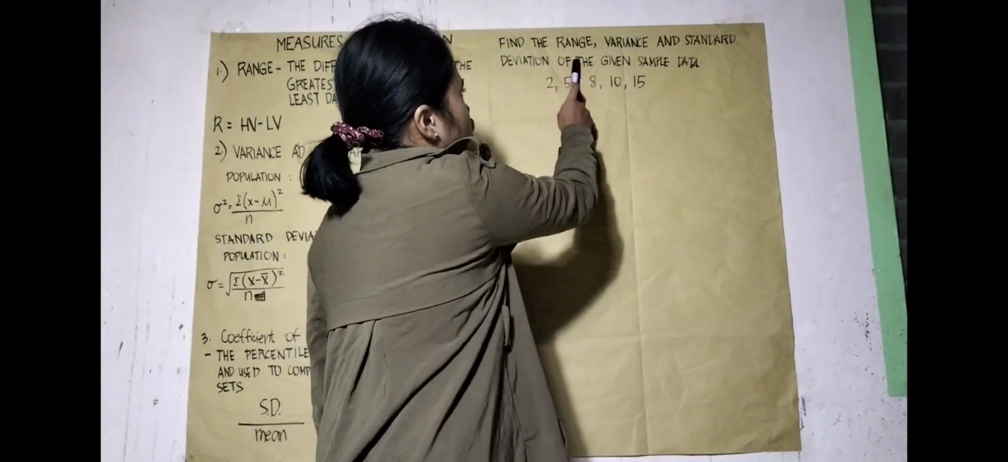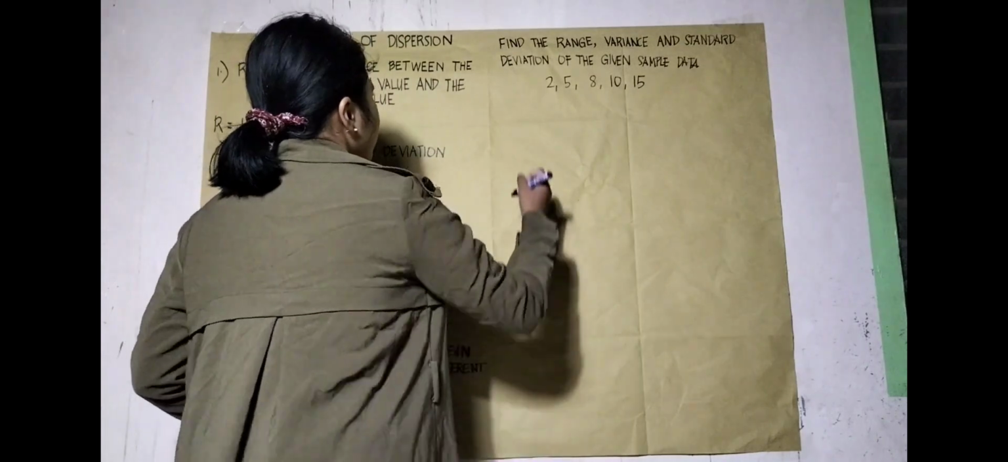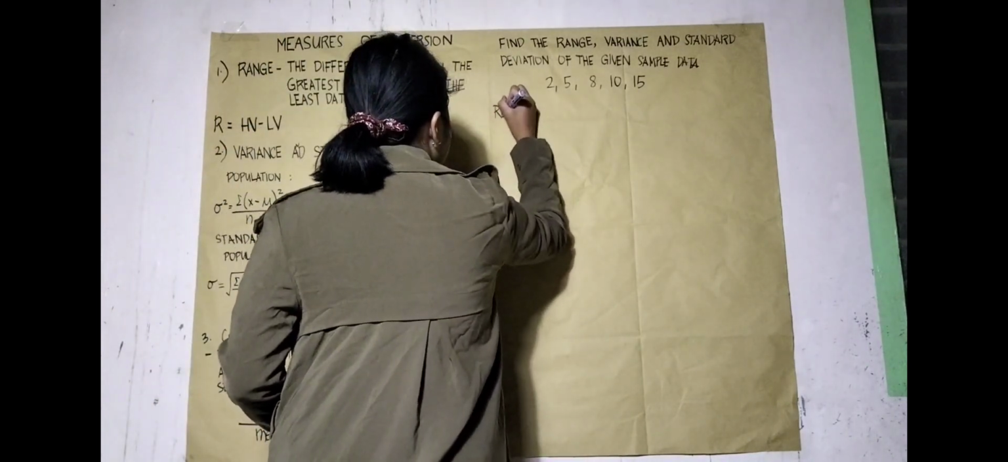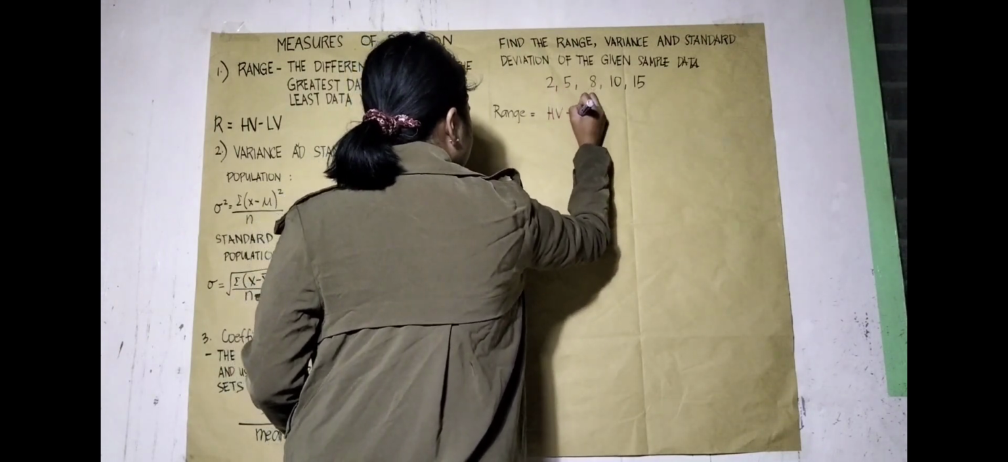So let's try to solve the problem. Find the range, variance, and the standard deviation of the given sample data. Remember that the given is a sample data, not a population data. So, if we're going to recall the formula for the range, we have the highest value and the lowest value.